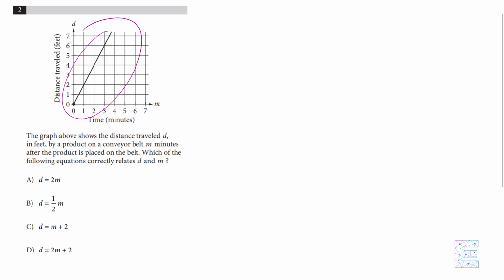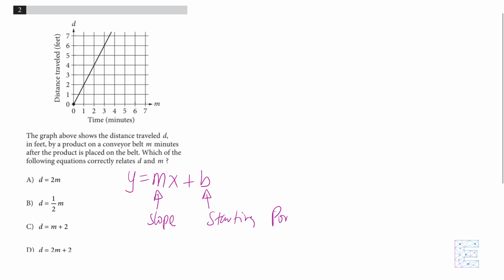So here's another linear function, and just to belabor a point here, we know that linear functions in slope-intercept form look like this. Why did I think slope-intercept? Because all the choices are in slope-intercept form. So m stands for slope, right? Rise over run. And b is a starting point, right? So when you look at the equation given, we see that our y-intercept is 0, 0, right over here, right?